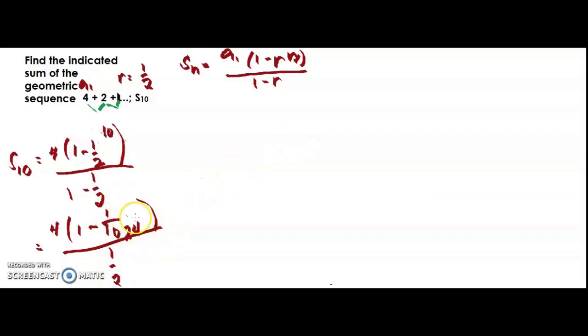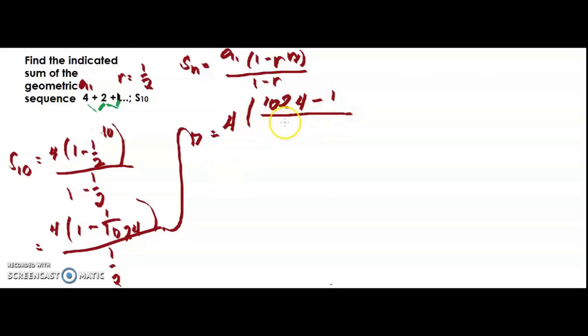Okay, next we have to evaluate this pattern over here. So we have now 4 times yung ginagawa natin sa subtraction of fraction. So just multiply 1 and 1024. So that is 1024 minus 1. Kasi meron tayong imaginary 1 dito. Times 1. Over the denominator, which is 1024 over 1/2. Yeah? Okay, next.